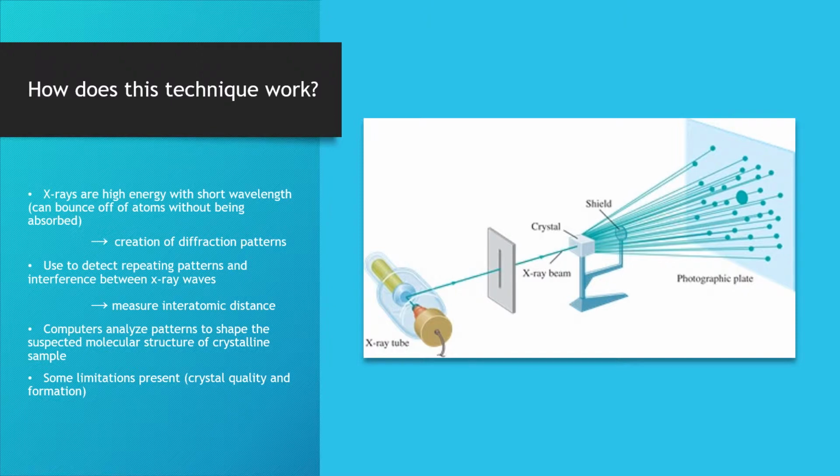The size of the diffraction spots can also indicate structure factors that are used to compile maps of electron densities. Computers then analyze patterns to shape the suspected molecular structure of the sample.